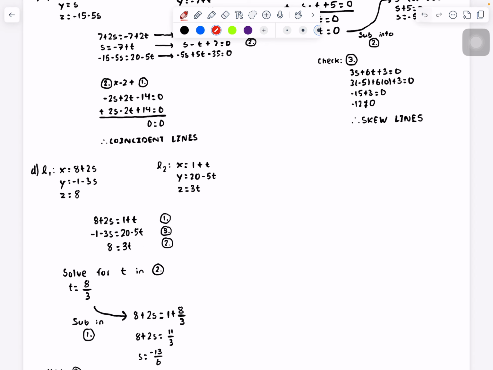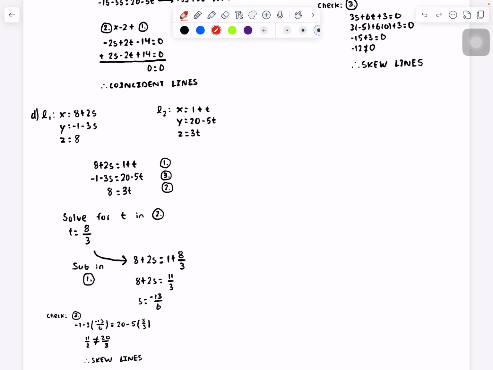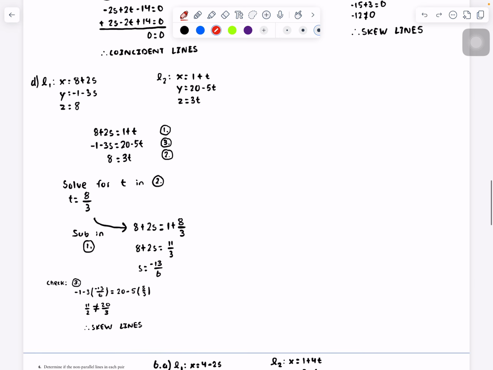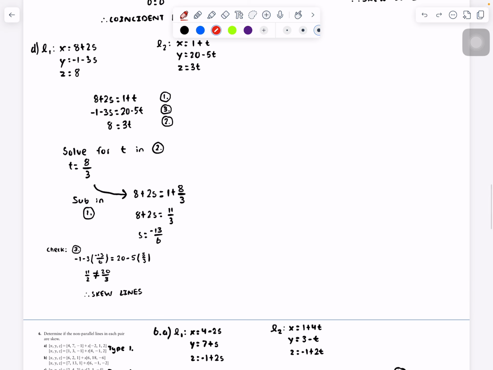And then I plugged it into 1, okay, because that's where I need to find s. So it's still technically elimination because I'm choosing 2 equations, okay? But I am forced to choose 1 because obviously there's no s value in 2. So then I got s is equal to negative 13 over 6. But now I have to check my result in equation 3, which I did here. But at the end of the day, left-hand side does not equal right-hand side once I plug in my s and t values, meaning therefore the lines are skewed because this was a type 1 problem to begin with. Okay, that's good.